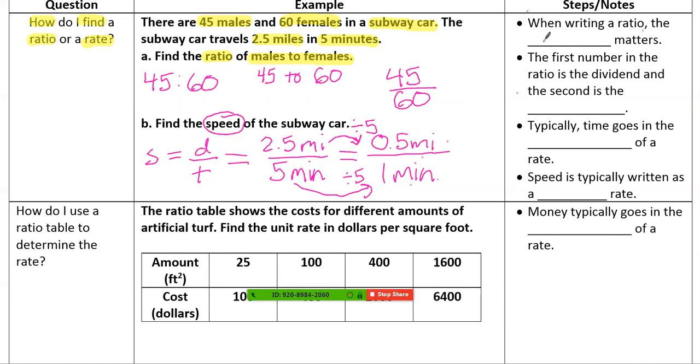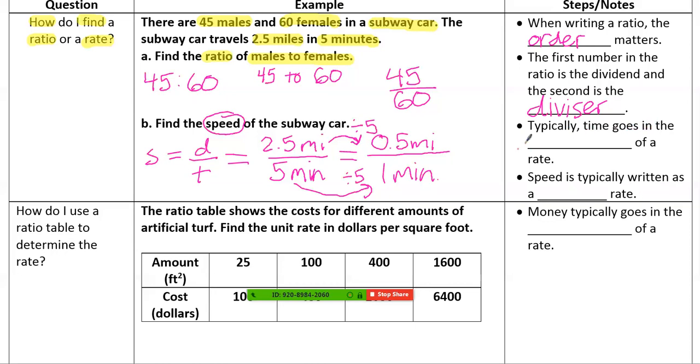When writing a ratio, the order matters. You would never write part A's ratio as 60 to 45 because it's males to females, so it's 45 to 60. The first number in the ratio is the dividend, and the second is the divisor. Whatever you divide by is the divisor.